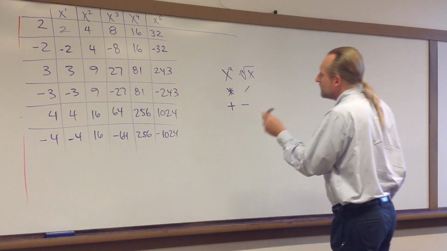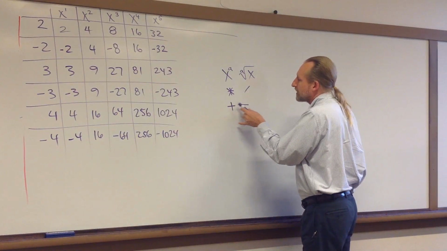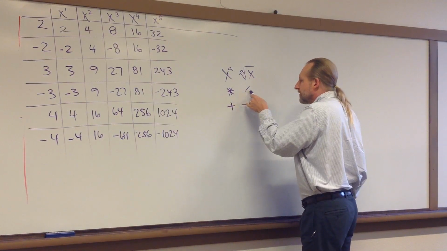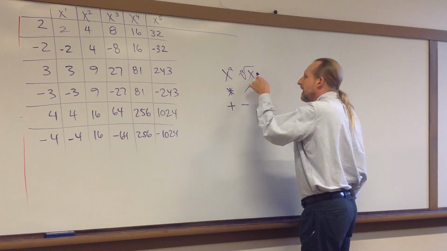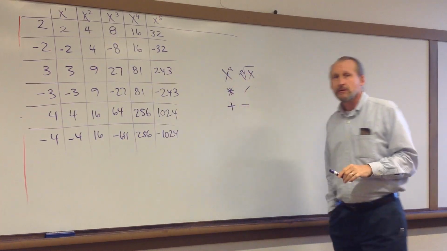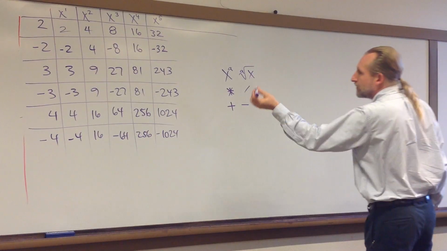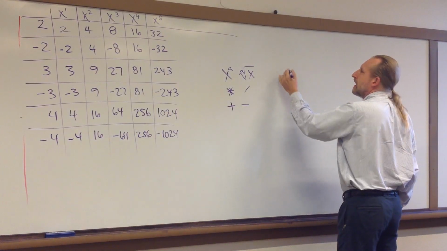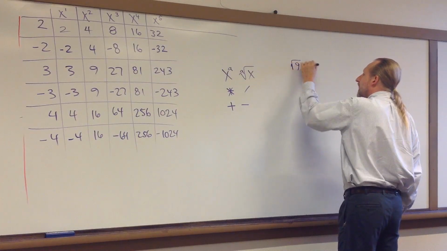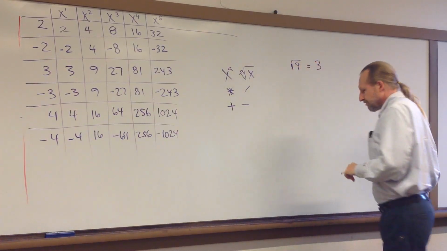So here you can see that subtraction is the opposite of addition. Division is the opposite of multiplication. And roots are the opposite of exponents. Okay? Most people are familiar with square roots. So if we say something like the square root of 9 equals 3.